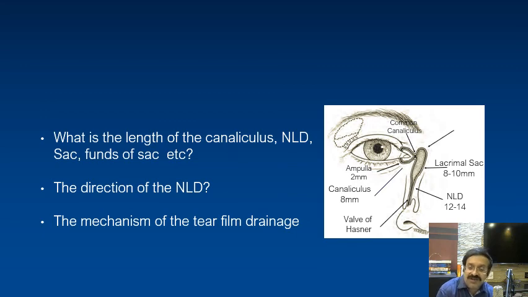Do remember that there are two one-way valves in the entire system. One is the valve of Hasner and the other is the valve of Rosenmuller. The Hasner valve is lower down in the NLD. As you blow your nose, it doesn't allow the nasal secretion to come into the sac, and the Rosenmuller valve doesn't allow the fluid to come back into the eye.